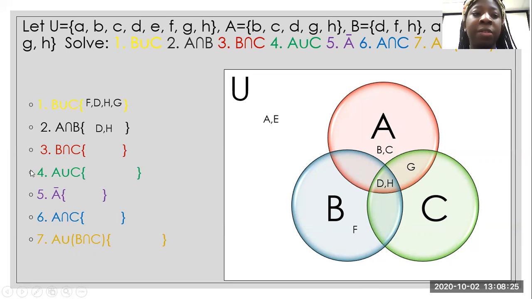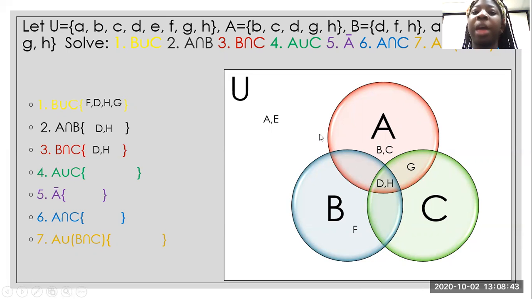Now, like the second one, we see B and C. So what do B and C have in common? Of course, we have nothing right here because they have nothing in common by themselves, but they do have D and H by themselves, in all three.